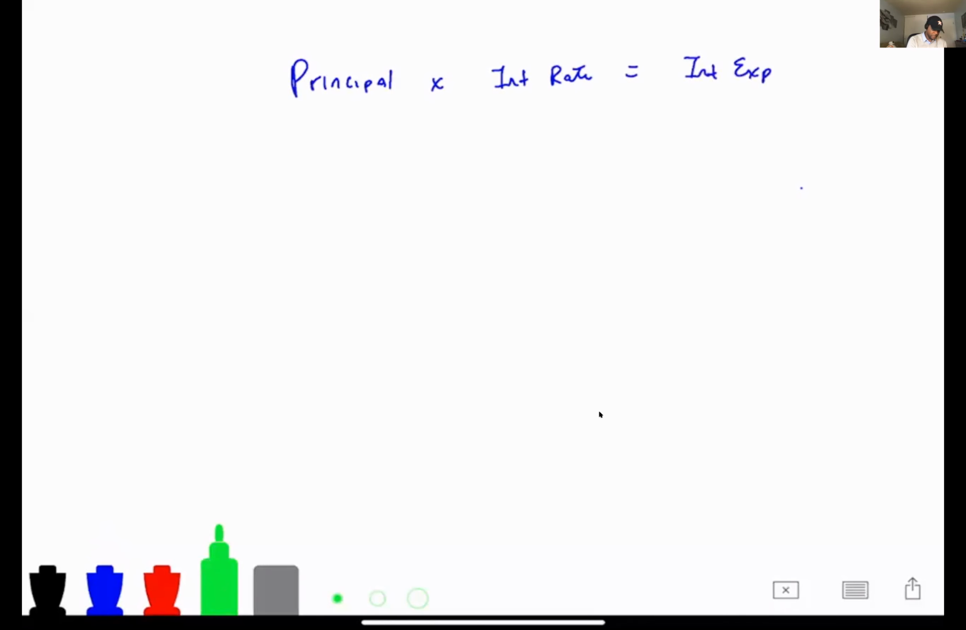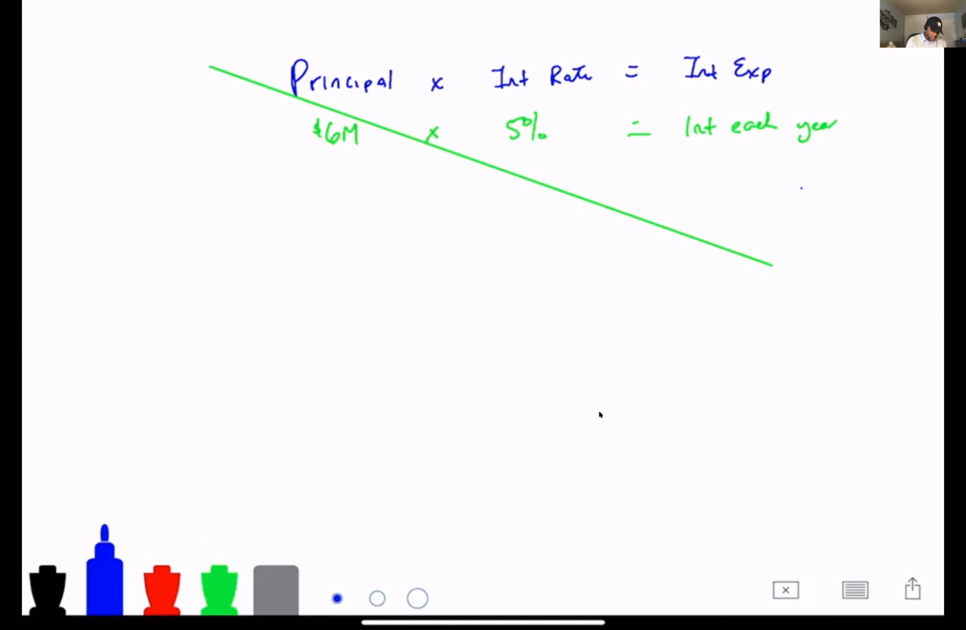So that's what we were doing. We were taking $6 million, the amount that we borrowed, multiplying it by 5%, right? And then that's telling us how much we owe in interest each year. Thankfully, you guys, that is not how it works in real life. Okay? So when we're using the compounding interest method, in order to get our interest expense, we multiply the interest rate by the remaining principal balance.